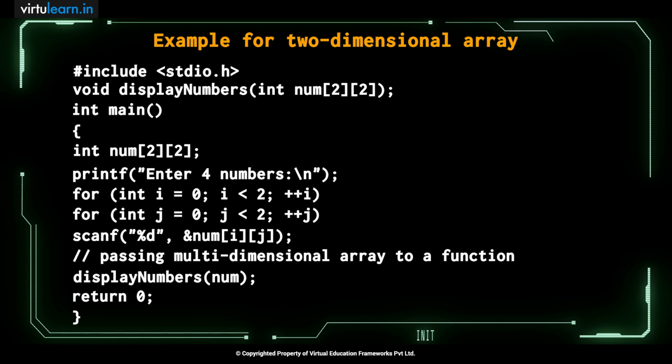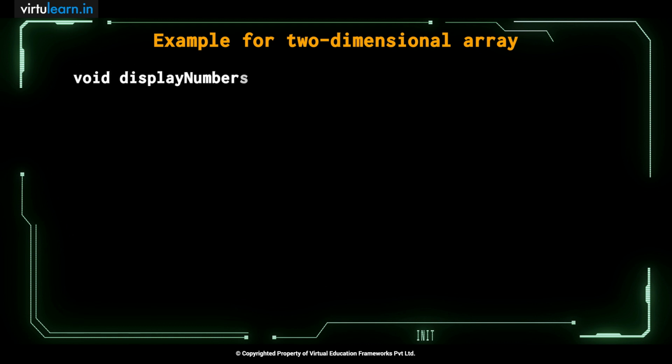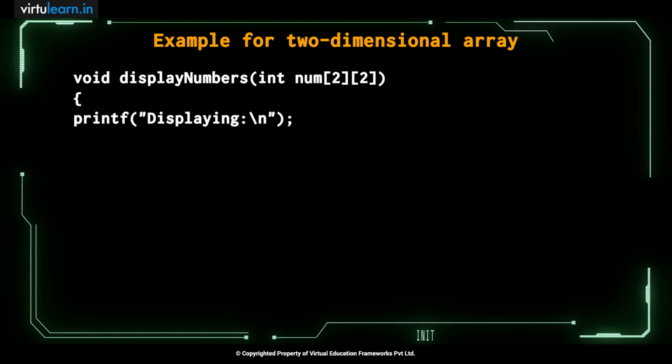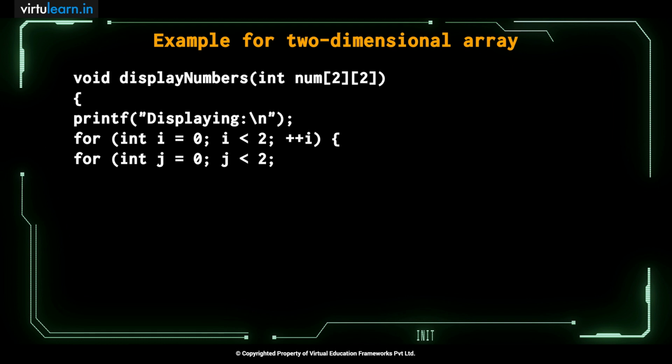So whenever displayNumbers(num) is a function call, it requires a function definition. The function definition is written outside of main. Now let us see void displayNumbers(int num[2][2]). So printf, the displaying of numbers, we require again 2 for loops for displaying. For int i equal to 0, i less than 2, ++i, open the curly brace. For int j equal to 0, j less than 2, ++j, open the curly brace. We are printing the value, printf("%d\n", num[i][j]). Then close these 2 for loops followed by closing the function definition.